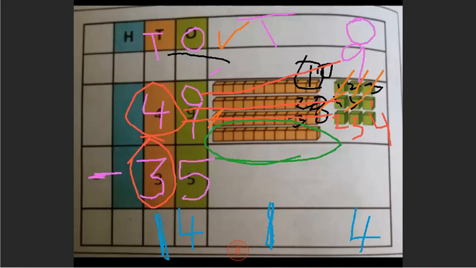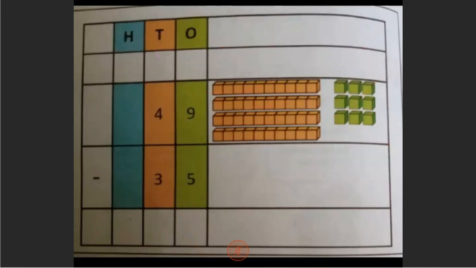So our answer is 14. We got the answer. Okay, child? That means 49 minus 35 is equal to 14. Answer. Yes. One more image I will show you with the answer. I hope everyone has done it. Yes, let's see it. One more image. Get a clear picture.